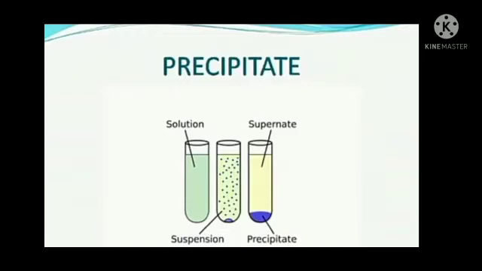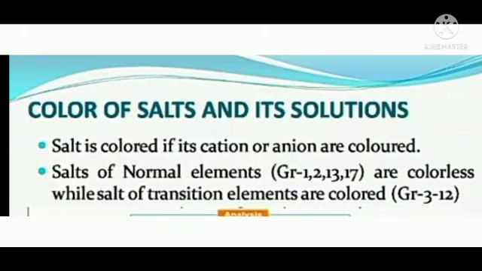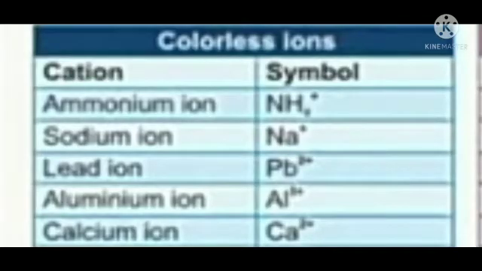Next is the color of salts and their solutions. A salt is colored if its cations or anions are colored. Salts of normal elements, especially group 1, 2, 13 and 17 elements, are colorless, while salts of transition elements are colored, that is group 3 to 12. Ammonium ions, sodium ions, lead ions, aluminum ions, calcium ions and barium ions, these are colorless ions or colorless cations.